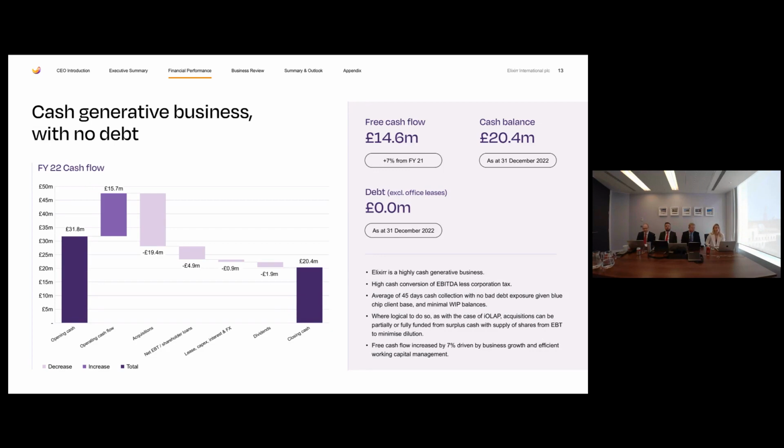So from a cash perspective, our business model has continued to perform very strongly. We continue to see high conversion of our EBITDA less corporation tax to operating cash flow. Operating cash flow in the year was £15.7 million, an increase of £1.4 million or 7% on FY21.